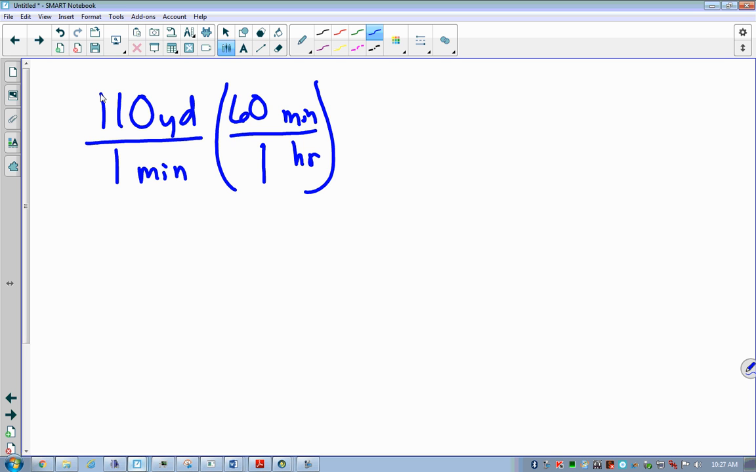So we could go ahead and figure that out, but we're actually going to convert 110 yards into miles. Well, I don't know how many yards are in a mile, but I do know how many feet are in a mile. So can I convert yards to feet? Sure, but where do I put yards? Yards on the bottom, feet on top. Which one gets the 1? Yards. So how many feet are in a yard? 3. There's 3 feet in a yard.